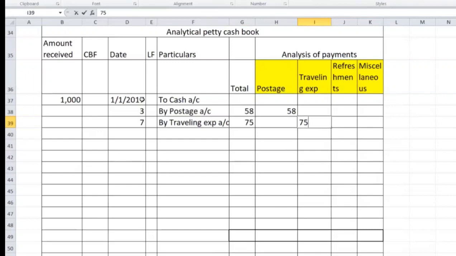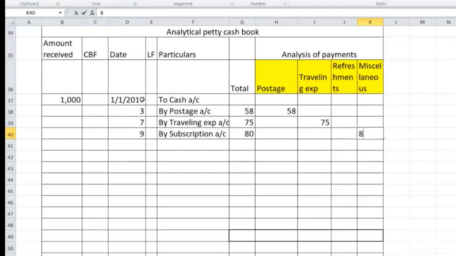After the 7th it is on the 9th. What is the transaction? By subscription to the newspaper. What is the amount? Sorry, it is 80. We don't have subscription separately, so I'm writing it in the miscellaneous.